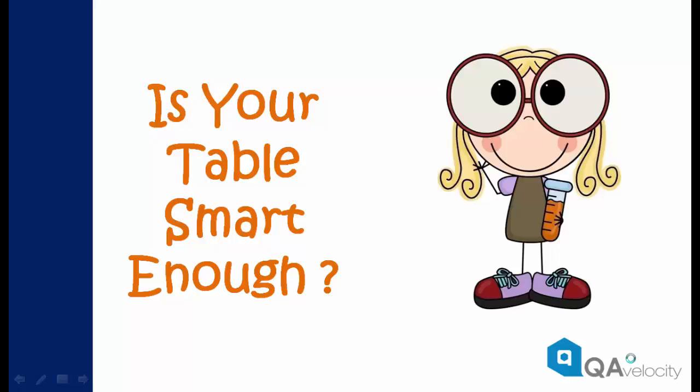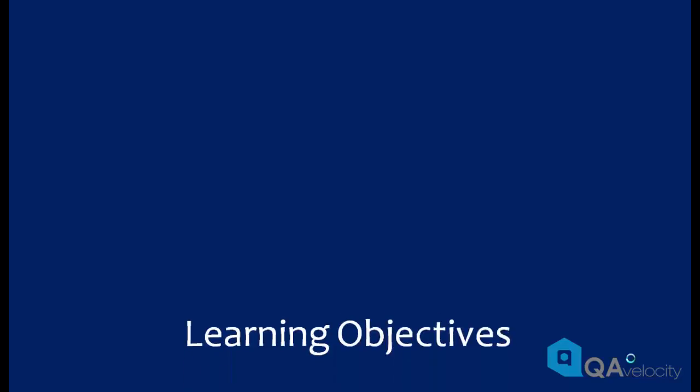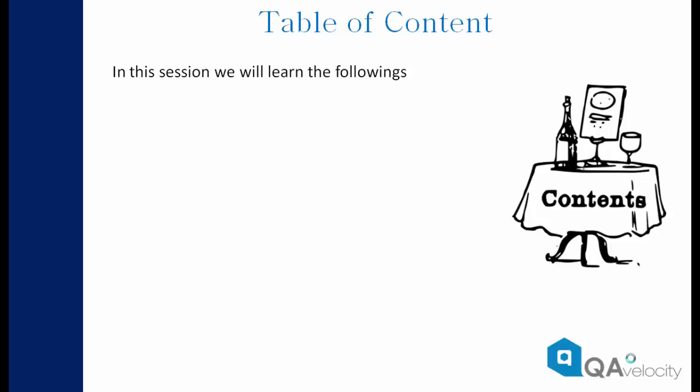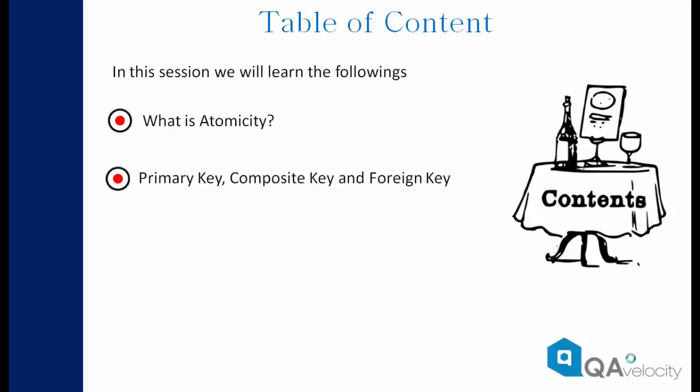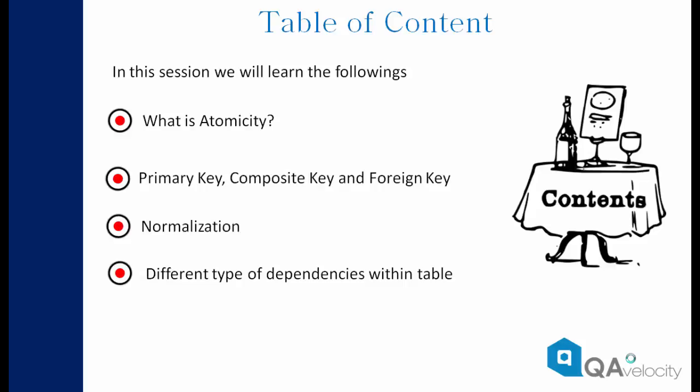Hello and welcome to the session on Smart Table Design. Learning objectives: in this session, we will learn the following. What exactly atomicity is, the different keys we will use in our SQL table design, what normalization is, how one column of a table has dependency upon another column, and finally, we'll talk about different types of normal forms.